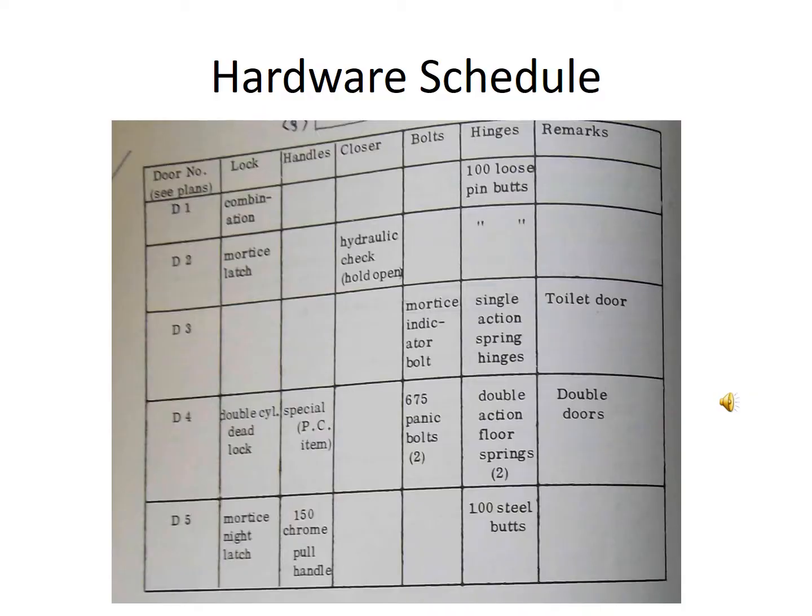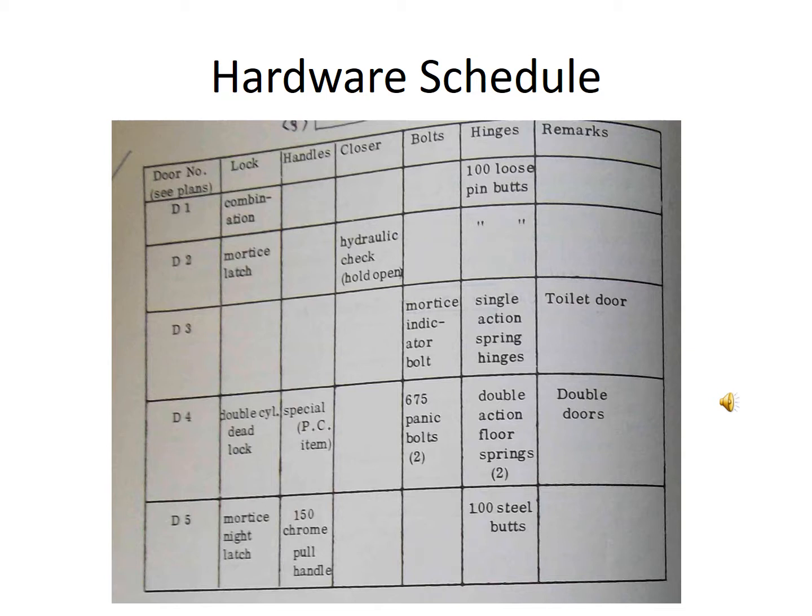The hardware schedule. So count the hardware utilized in the building. For example, door number D1, so that we look with the combination lock and hinge with the 100 loose pin butts. And door number 2, mortise latch lock with the closer with the hydraulic check, and also hinge is 100 loose pin butts.